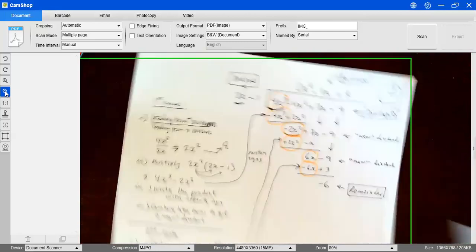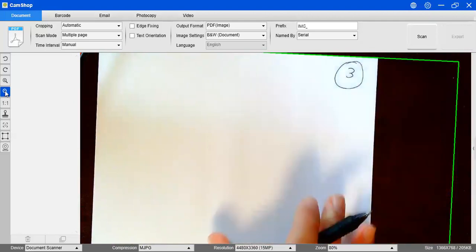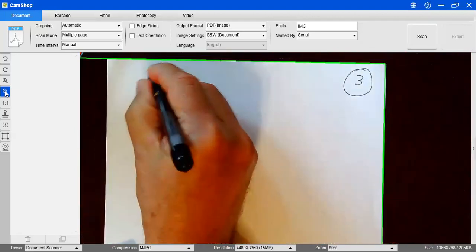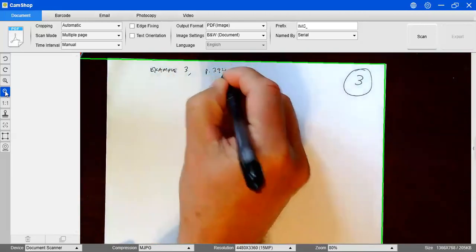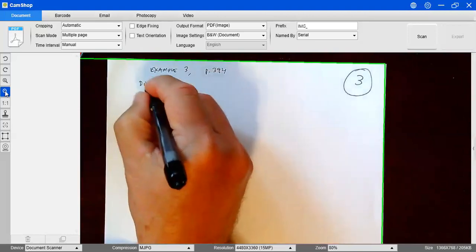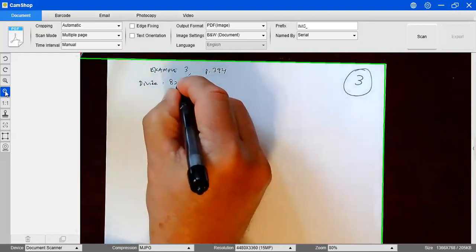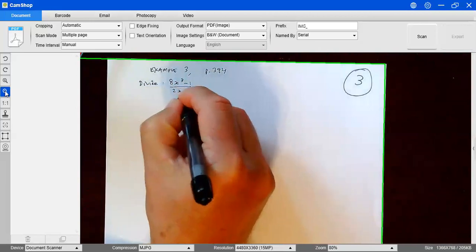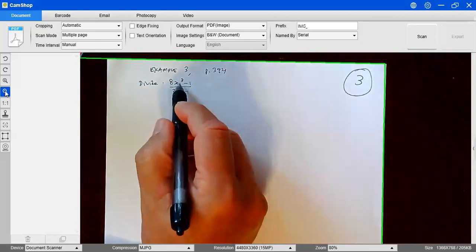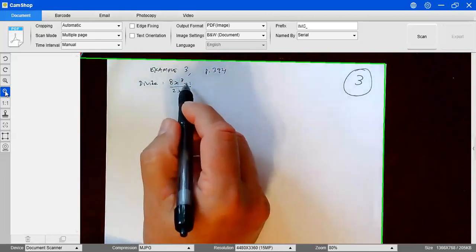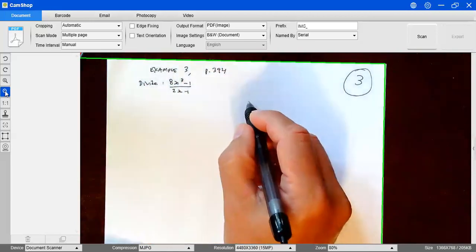So our next example is example 3. Example 3 on page 394. The problem says that we're going to divide 8x cubed minus 1 over 2x minus 1. The first thing you see is that we have a cubic term, but we are missing quadratic and linear terms. So we need to rewrite this in another way. That's what we're going to do now.